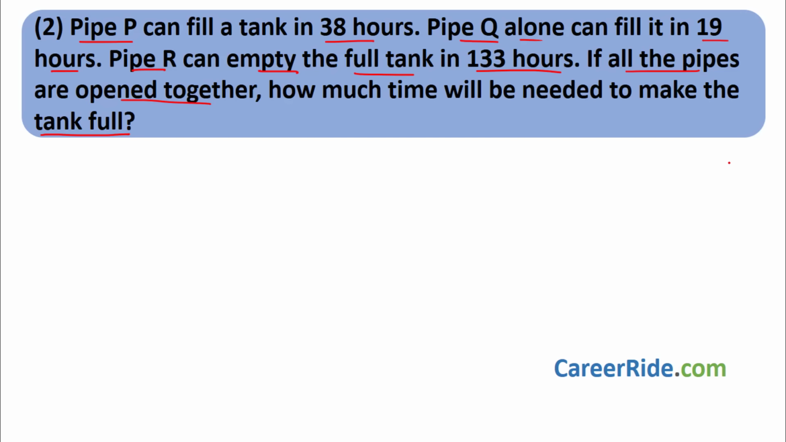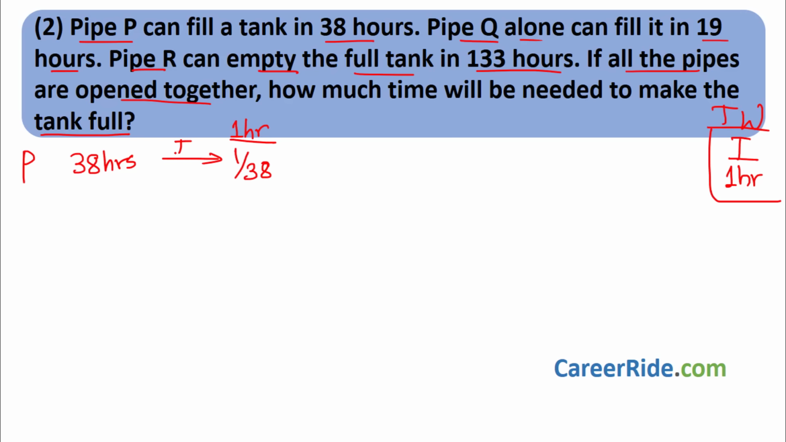We know what we learned over here for pipes and cisterns. We just need to invert and we need to find 1 hour work. This is similar to time and work. Okay. So over here, what have they given? There is pipe P. It can fill the entire tank in 38 hours. So in 1 hour, how much of the tank would be filled by pipe P? 1 by 38, right? Why? We just invert. Now pipe Q fills the entire tank in 19 hours, right? So in 1 hour, how much tank gets filled by pipe Q? Just invert. 1 by 19 amount of tank gets filled.